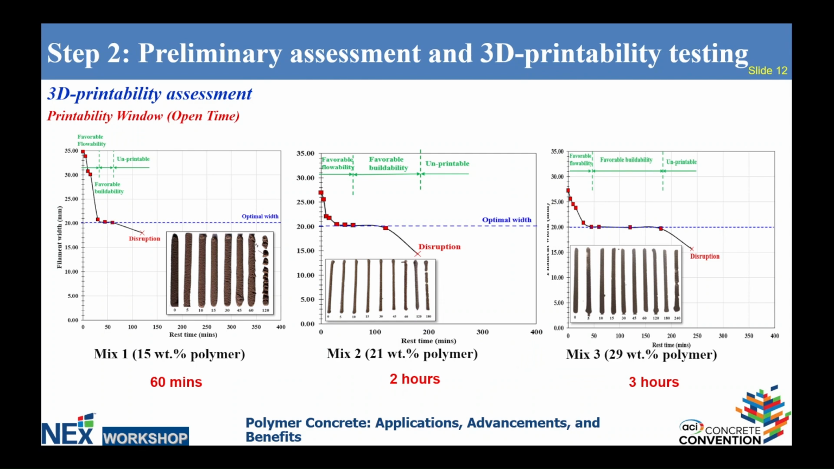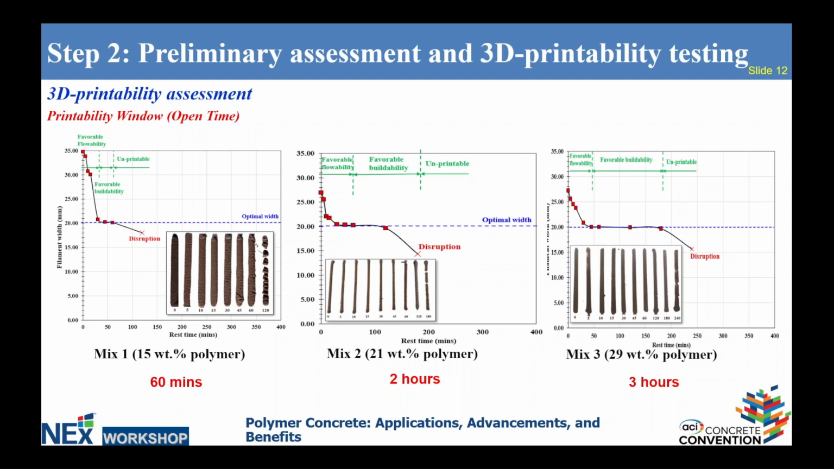The next 3D printability assessment is the printability window. The printability window is how long the mix can be 3D printed without any signs of segregation, clogging, disruption, or breakage. So for the 3 mixes, we kept printing at different intervals. And we can see that as we increase the polymer dosage, the printability window extends.